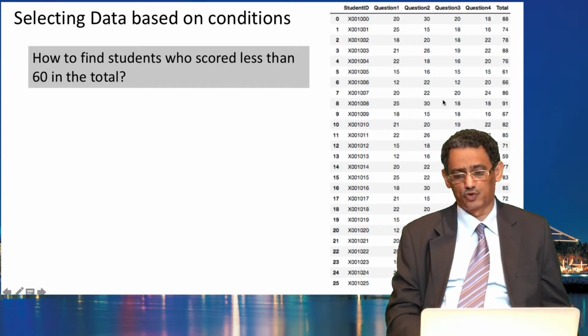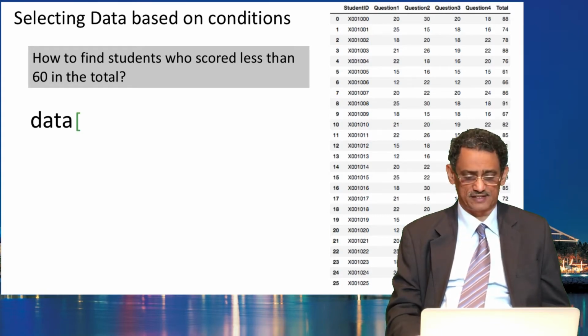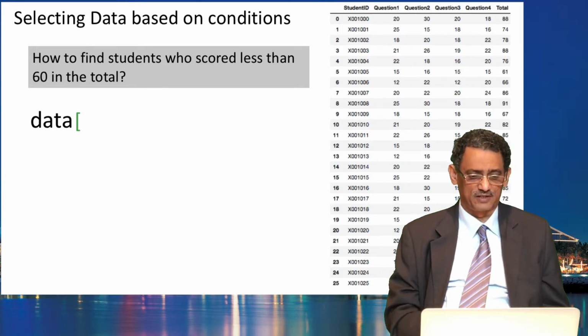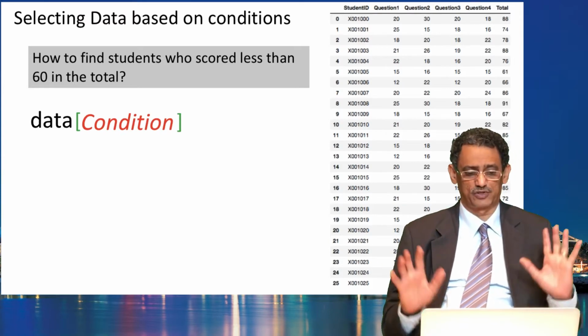Assume we have stored this in a variable called data. So data is our variable. Then you need a square bracket, which is always attached to the data frame most of the time. You need a condition, and you close the bracket.